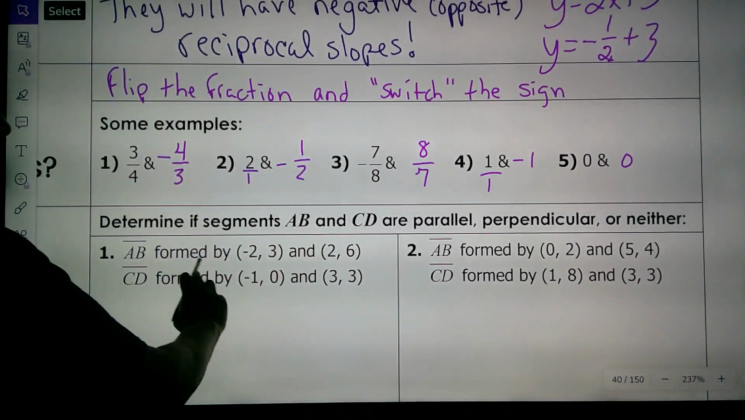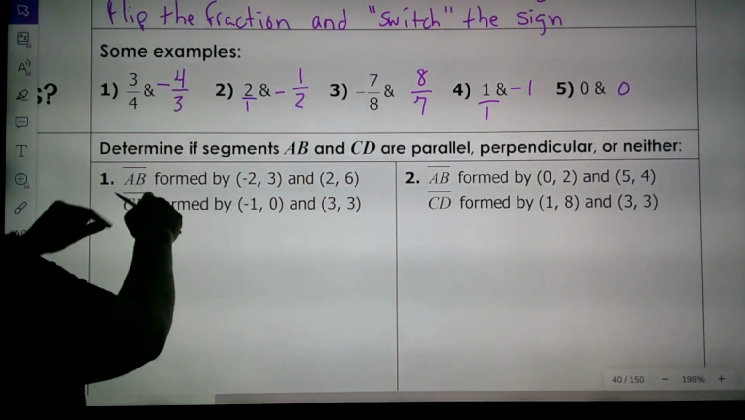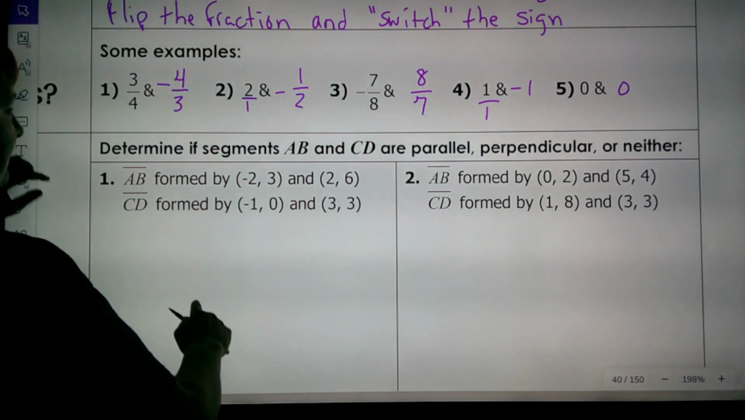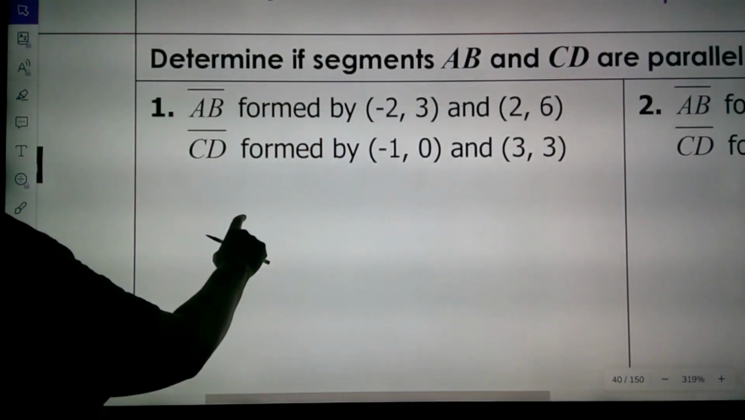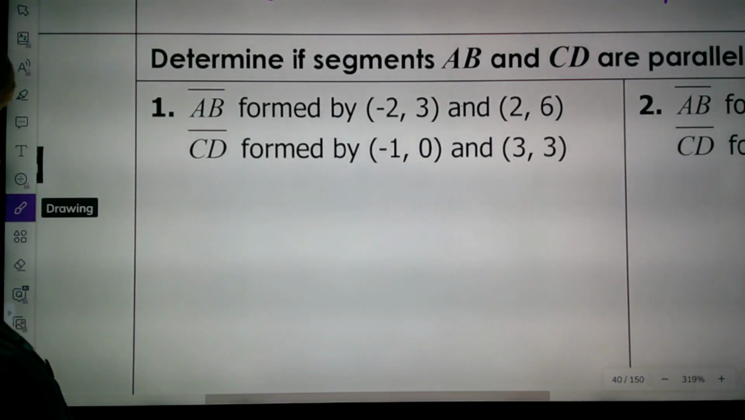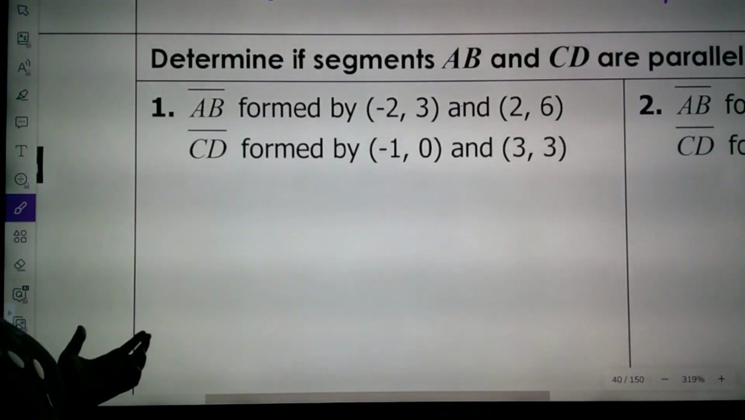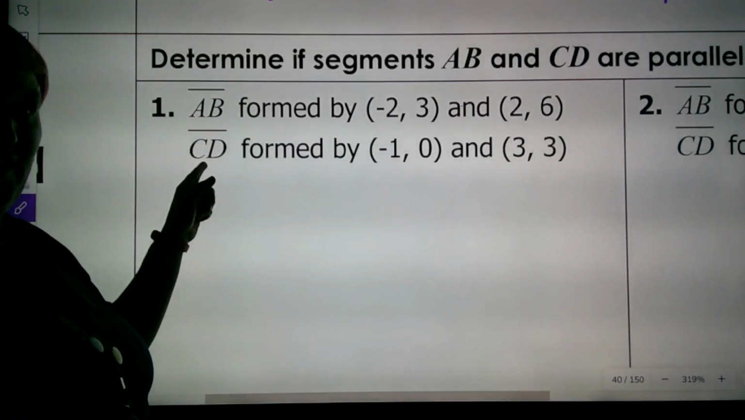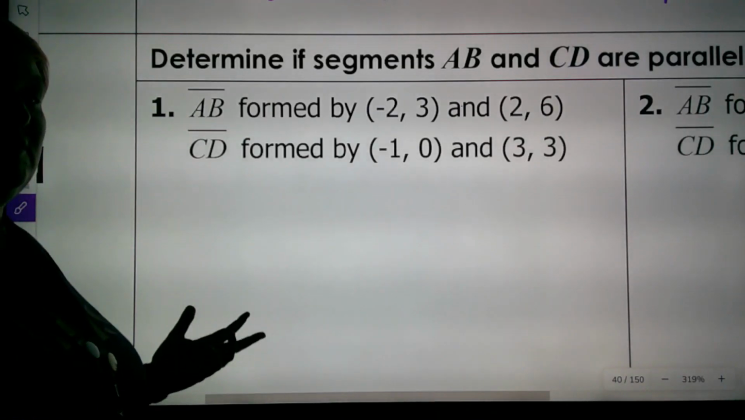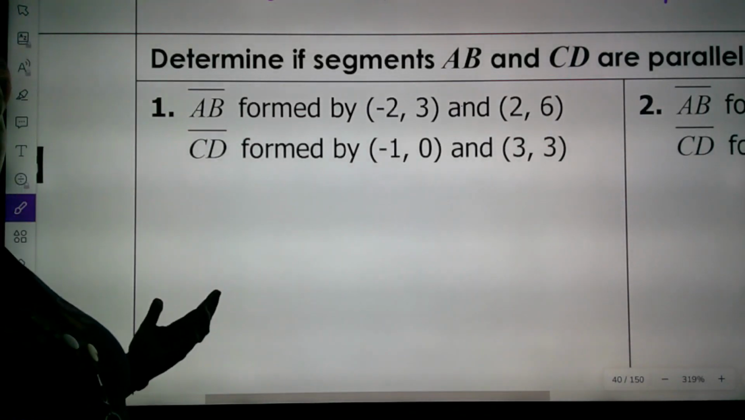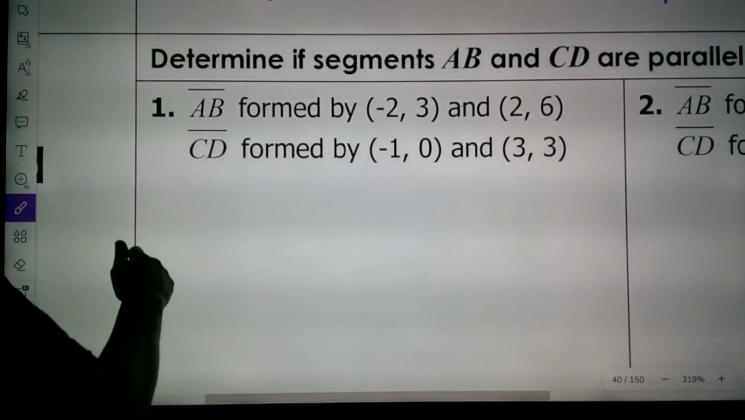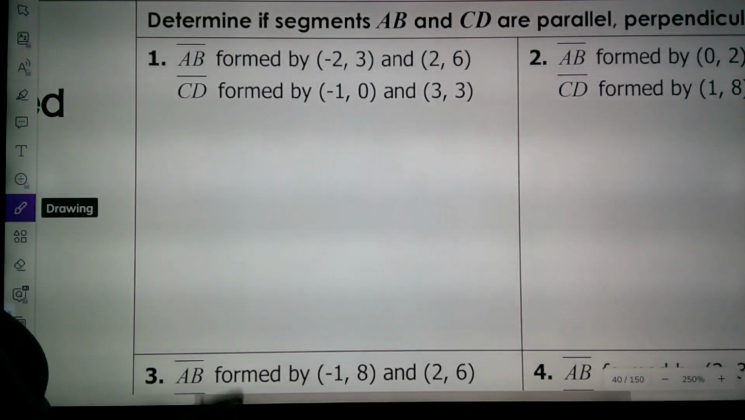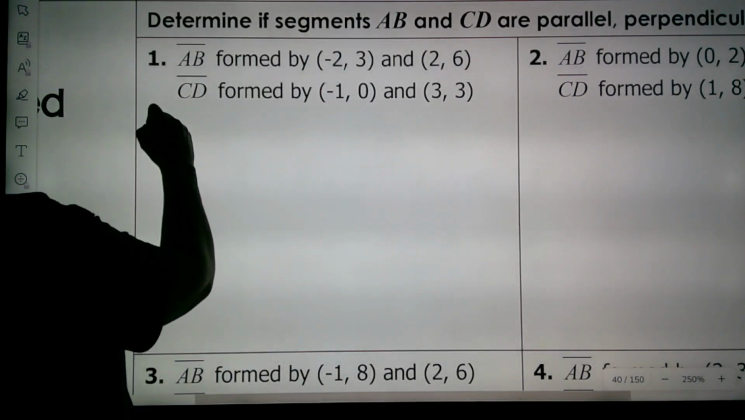All right, determine if segments AB and CD are parallel, perpendicular, or neither. I'll do odd, you do even. So what we're looking for is slope. We need to know the slope of this line and the slope of this line to determine if they're the same, if they're negative reciprocals, or neither. So first we need to figure out the slope of both of the lines. They just gave us the points. We know how to find slope.